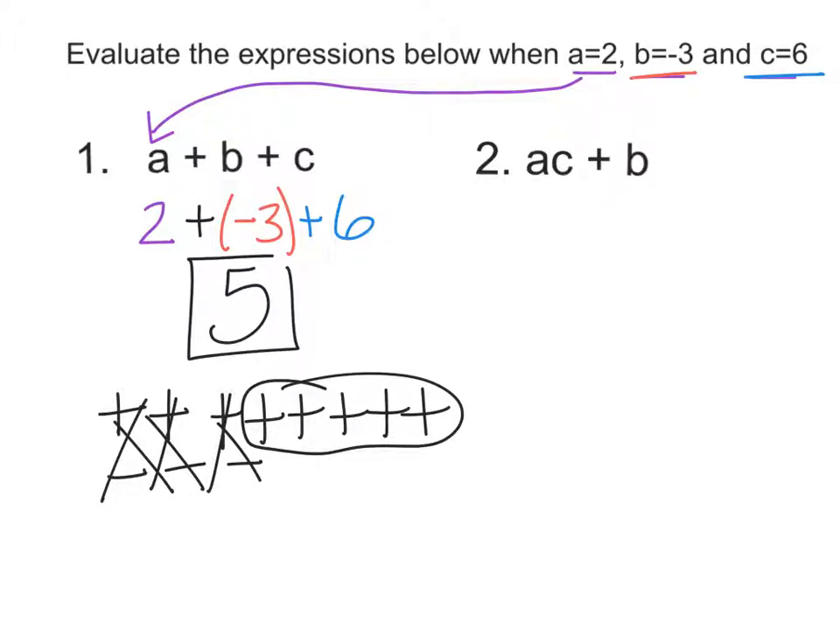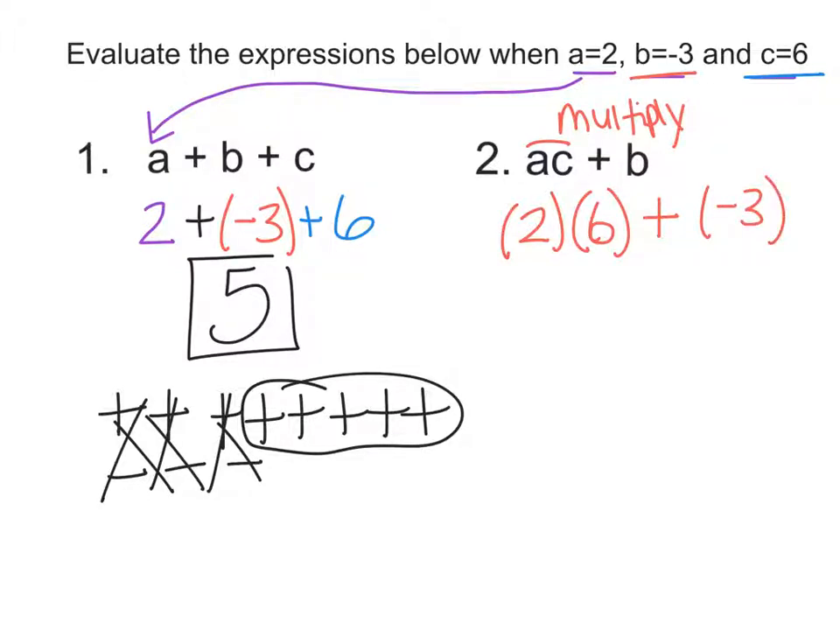All right, let's try another one. This one says AC plus B. Well, one thing that's important to note is that that is talking about multiplication. I'm going to write that up here. When you see two variables written side by side, that tells you that you're multiplying them. So for A, we're going to put in 2, and for C, we're going to put in 6, and then we're going to add the value of B, which was -3.